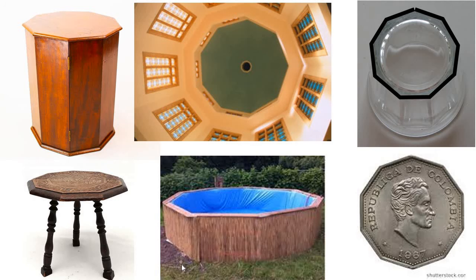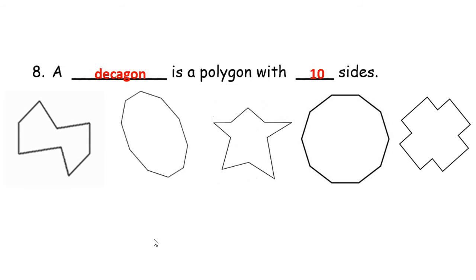And again, this is less common because it is an odd number of sides, but I did find a couple examples: a table, a jacuzzi, the coins that are in Colombia, actual glass, a room, and a cabinet are all examples of nonagons. And finally, a decagon is a polygon with 10 sides. Dec, you've probably seen before, is in the word decade. It means 10 of something, so 10 years for a decade, 10 sides and angles for a decagon.